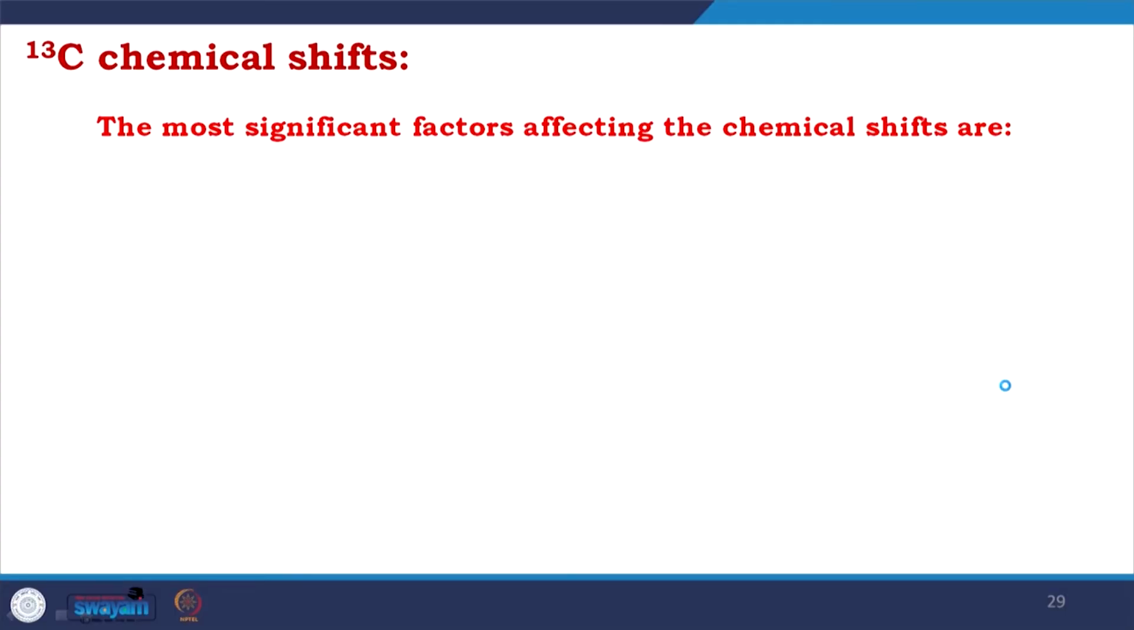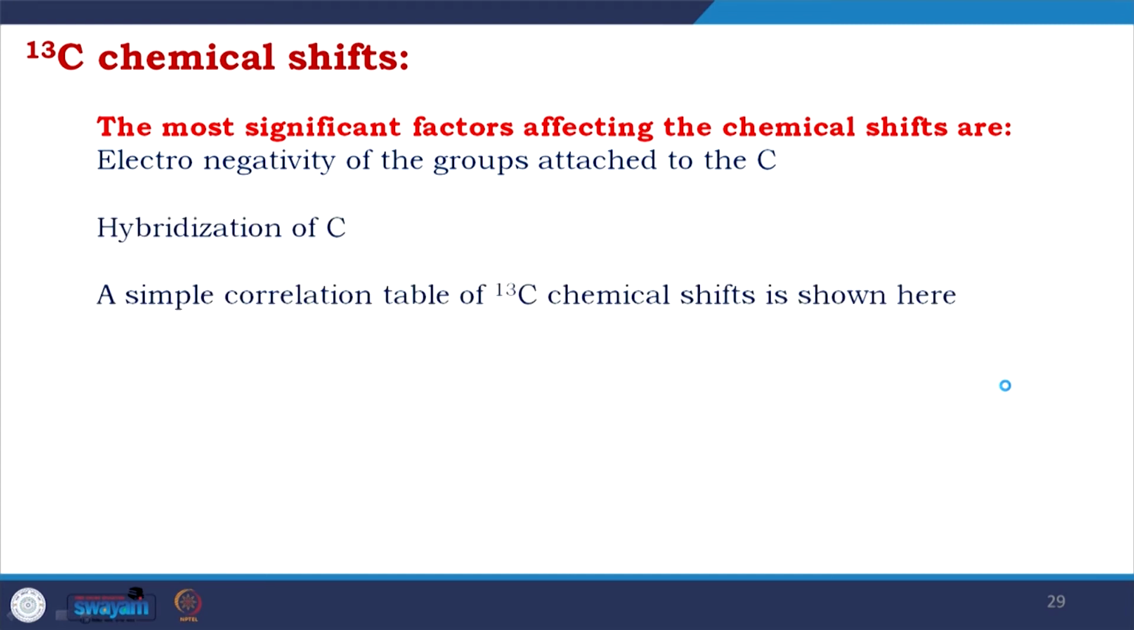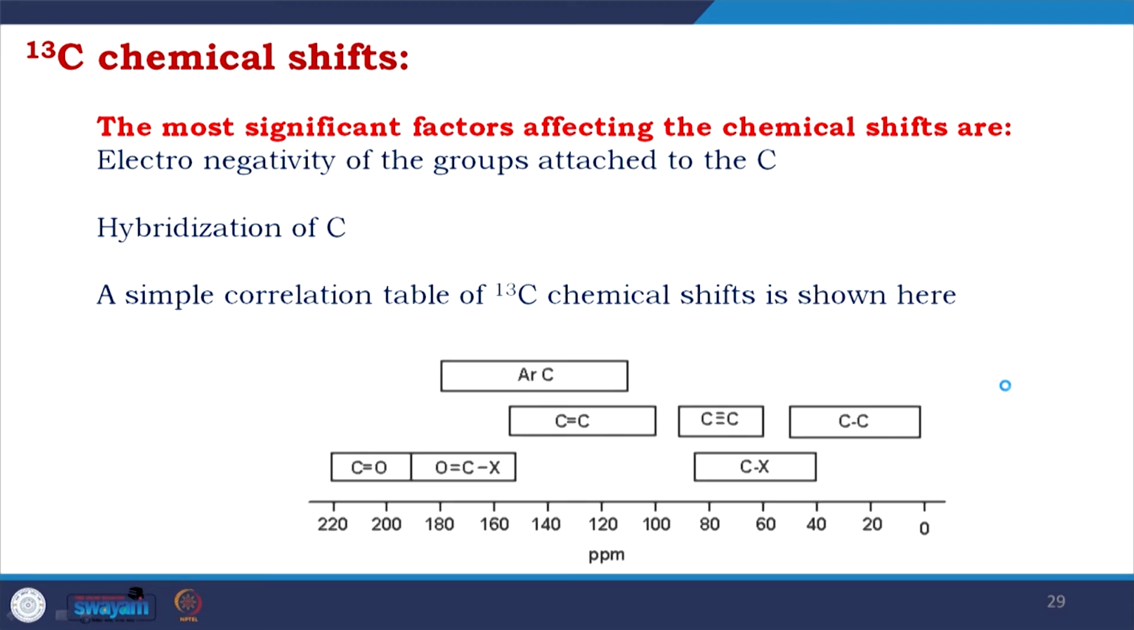13C chemical shifts, as we discussed for 1H. The most significant factors affecting the chemical shifts are the electronegativity of the groups attached to the carbon and the hybridization of carbon. There is a simple correlation table of 13C chemical shifts, which you can see here. You will see that carbon-carbon saturated single bonds have lower values. So, this is 0 to 220 ppm.